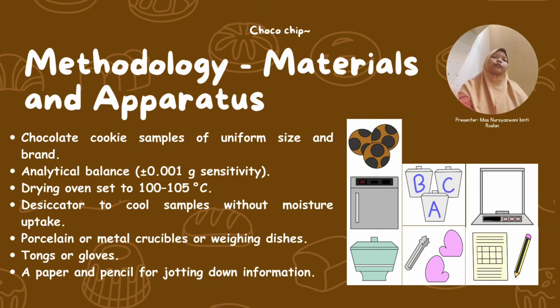Now that we know the definitions and the objectives, we may head on to the main part of experimentation, the methodology. Now, this methodology will be split into 4 parts, 4 slides. In this slide, I will introduce you to the materials and apparatus required to perform this experiment. First of all, we will need chocolate cookie samples of uniform size and brand.